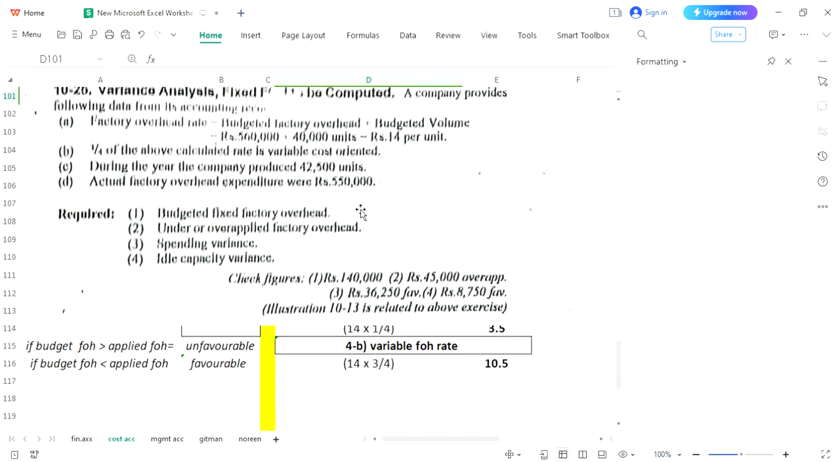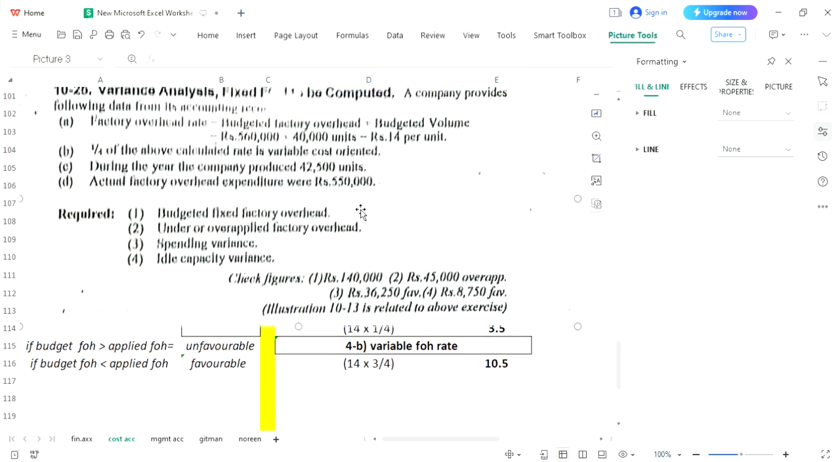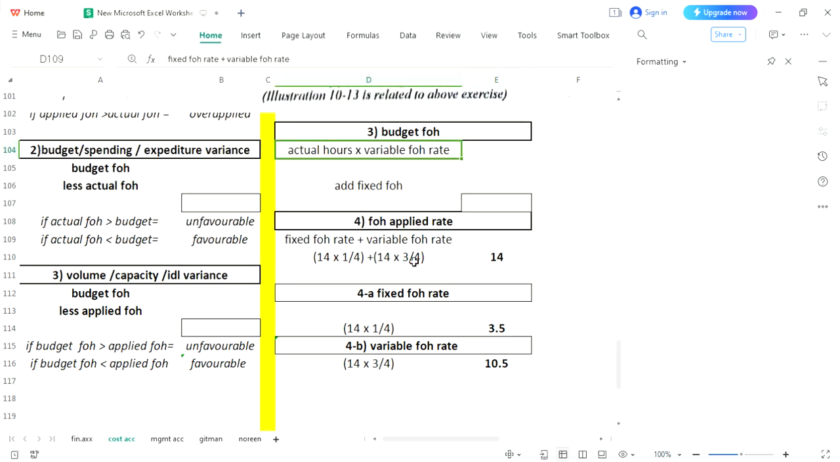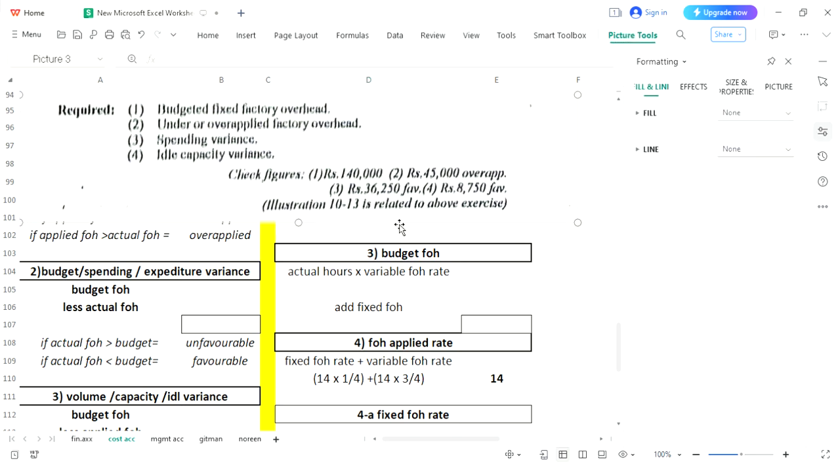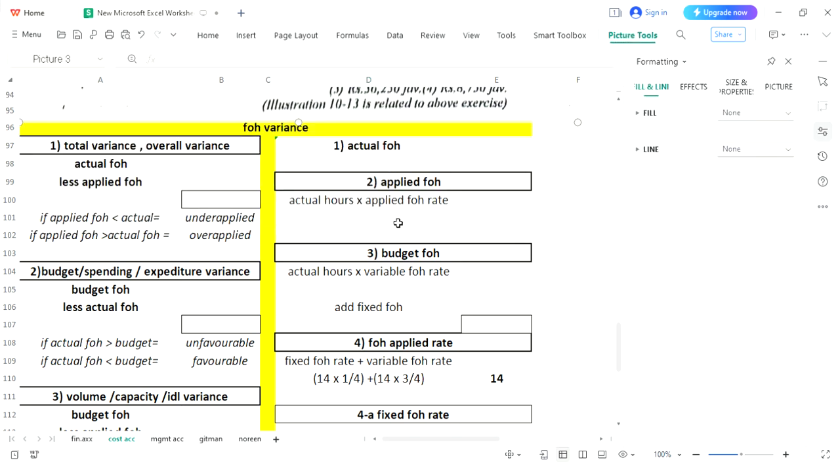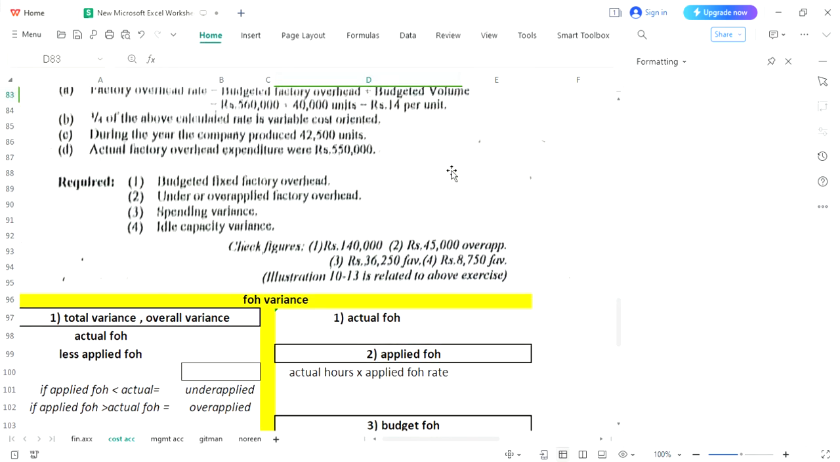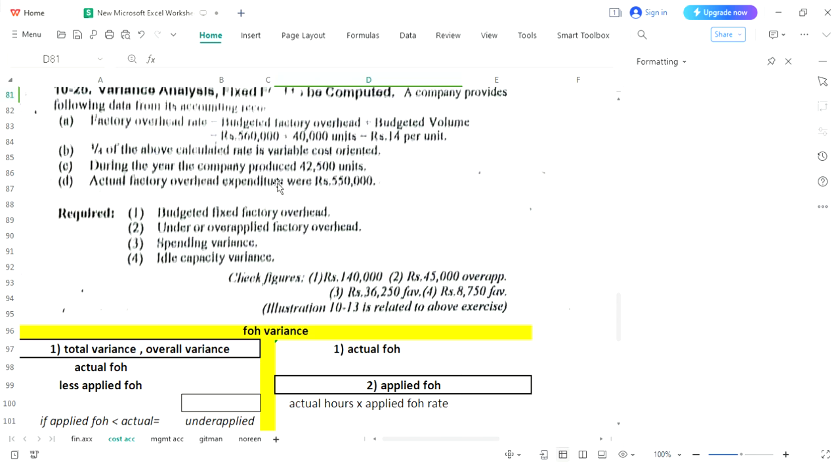Going to our question. The right side part of the question is completed, the lower portion we can see what next we can do. So the very first thing which we can see is actual FH. Look at here. During the year, company produced 42,500 units. So these are actual units. Actual factory overhead is 5,50,000. So we can put actual FH, which is 5,50,000.